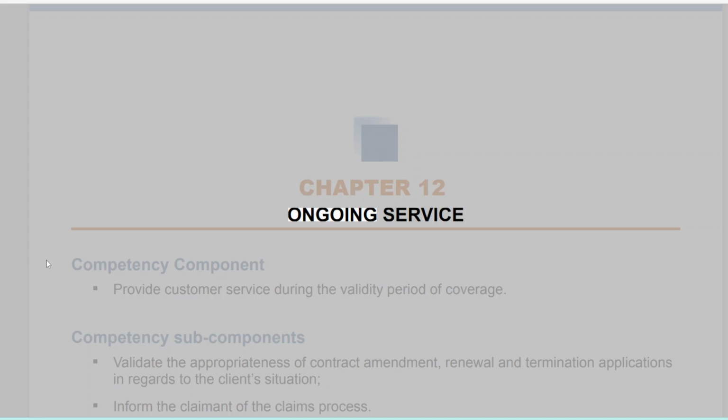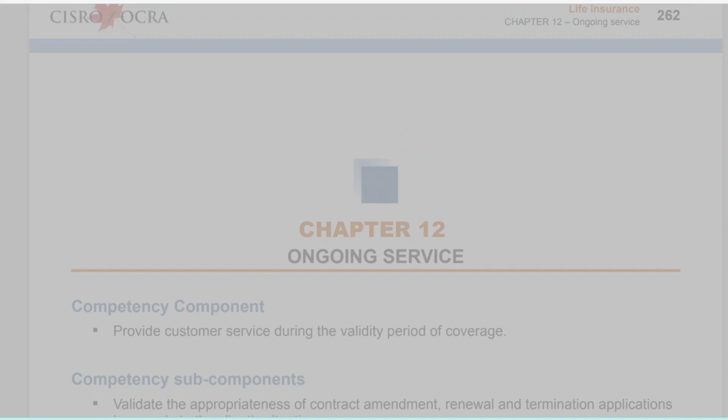Chapter 12, Ongoing Service. Competency Component: provide customer service during the validity period of coverage. Competency Subcomponents: validate the appropriateness of contract amendment, renewal, and termination applications in regards to the client's situation; inform the claimant of the claims process. Life Insurance Chapter 12, Ongoing Service, 262.